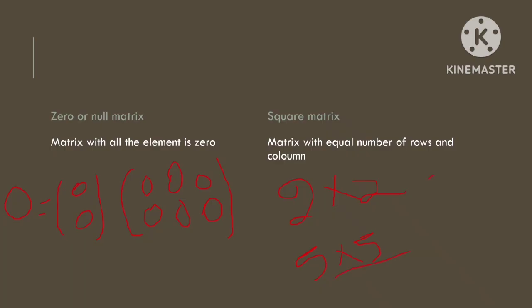Example for this is, for example, 1, 1, 5. Okay. Here 1, 0, 1, 0, 2, 1. How many rows are there for this? 1, 2, 3, right? How many columns are there? 1, 2, 3. Rows are 3, columns also 3. This is known as a square matrix.